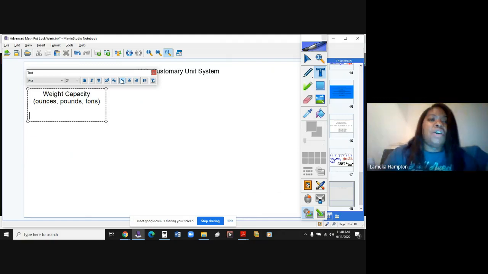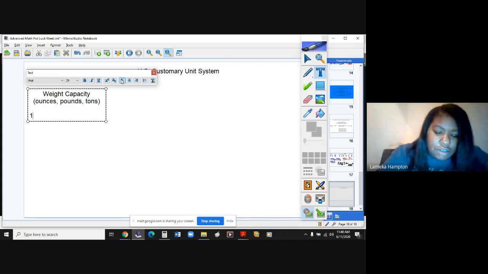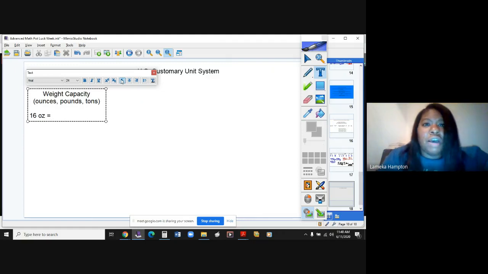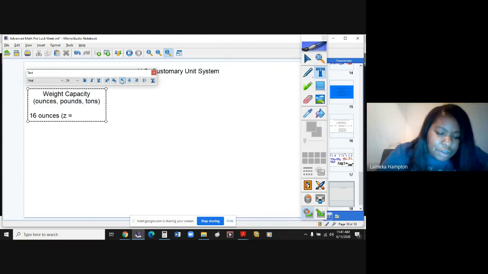So we know that 16 ounces, or OZ, which is the abbreviation for ounces, equal how many pounds? And if you don't know, you can just say, I don't know. 1 pound. I'm going to go ahead and put the abbreviation for those.